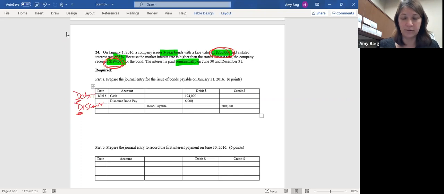So you're getting a discount, like when you go shopping and you get a discount, you pay less, right? I'm going to sell it to you for less. So you're going to give me less money, but I'm still going to give you this amount of interest. So if you're getting less money than your face value, it's a discount. If you were to get more money, if it said you received $204,000 instead of $200,000, that would be a premium.